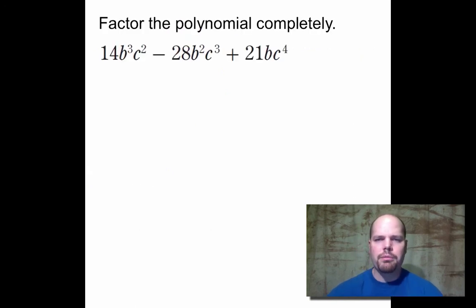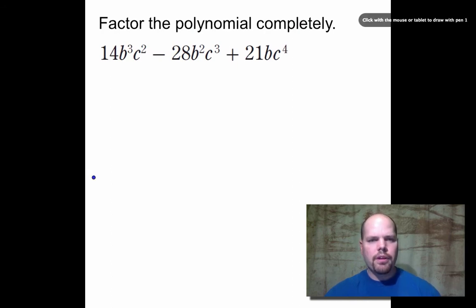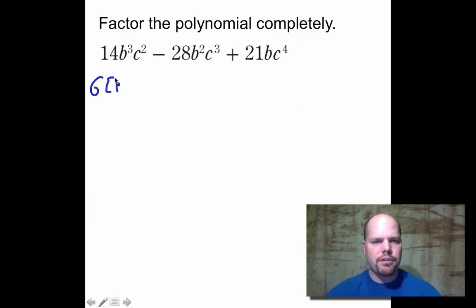Factor this polynomial completely. Okay, so this would be a good one to try on your own if you wanted to. Find the GCF first, and if you want to pause the video and see if you get the hang of this, I'll work it as well. All right, so the first thing you want to do is find the GCF, because that's what you're going to take out. So the GCF, greatest common factor, 14, 28, and 21. I would say 7 is the greatest common factor between 14, 28, and 21.